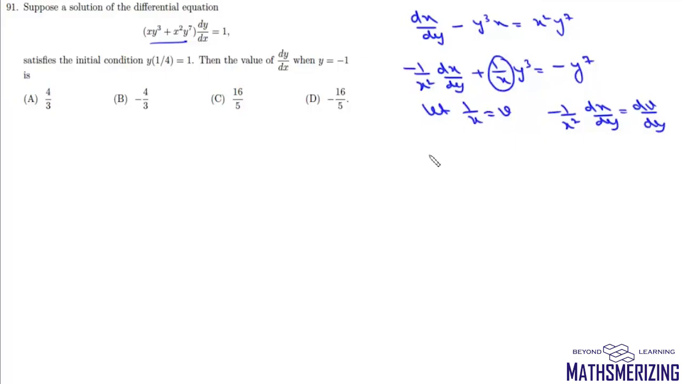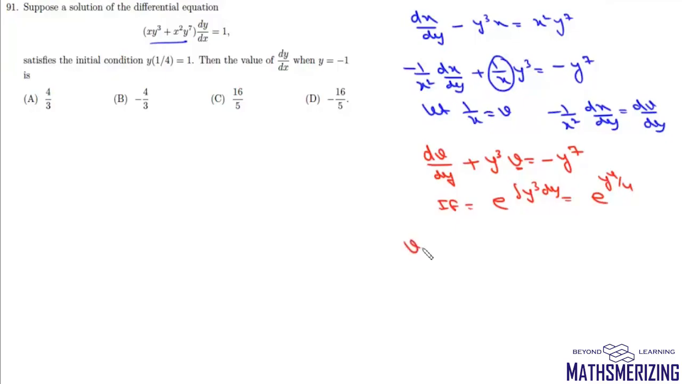So we can write this differential equation as dv upon dy plus y cube v equals minus y to the power 7. Now it is nothing but linear in v. So first we'll find its integrating factor. Integrating factor will be e to the power integration of y cube dy. So it will be e to the power y to the power 4 upon 4.